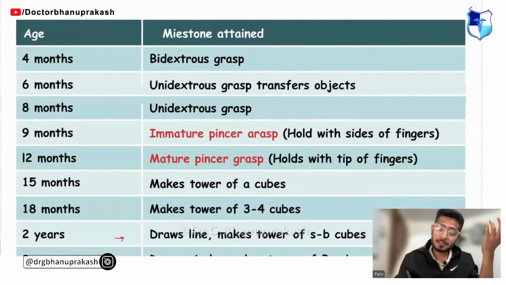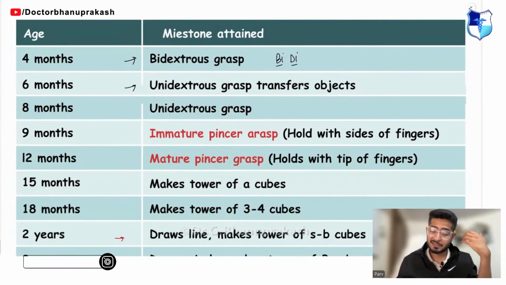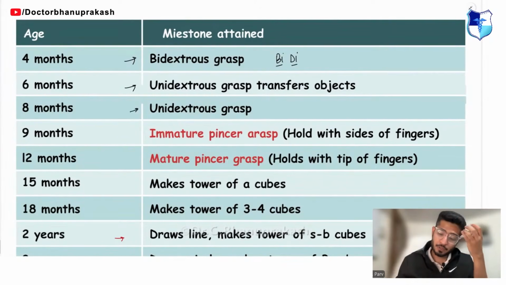At 4 months, I've told you bidextrous. So bi is 2, di is 2, so 2 plus 2, 4. Bidextrous at 4 months, unidextrous at 6 months. Then at 8 months, I've told you unidextrous grasp is going to be there.